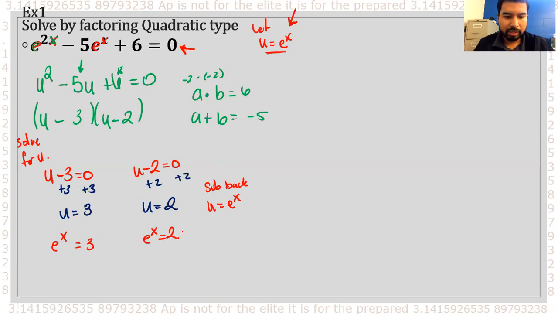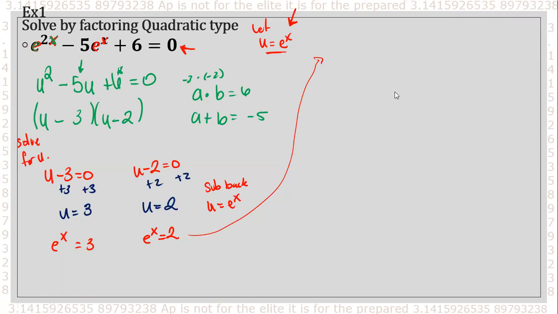Now, I'm going to give myself more space. So I'm going to write all of this over here, and I'm going to see if I can hide my video panel. Let's give myself more space. All right, cool. e to the x is equal to 3, and e to the x is equal to 2.